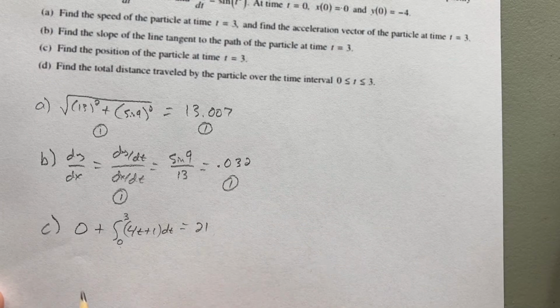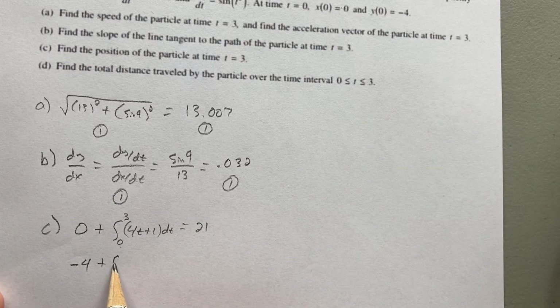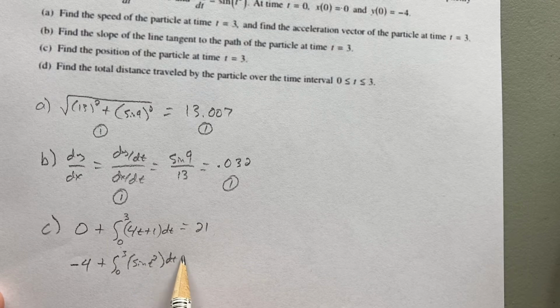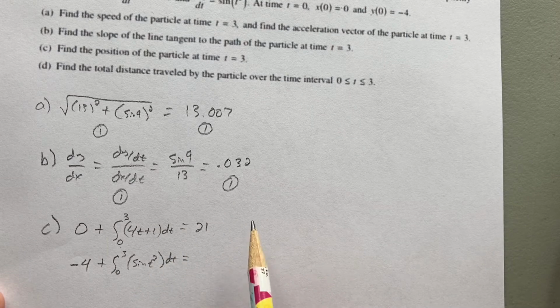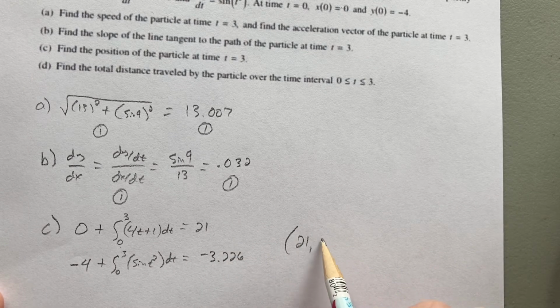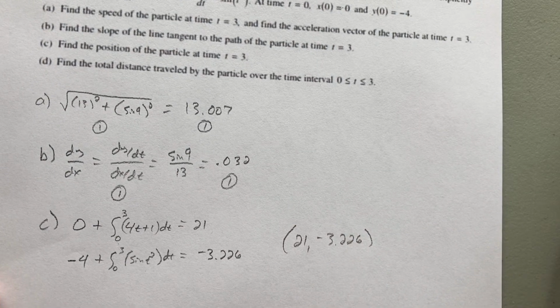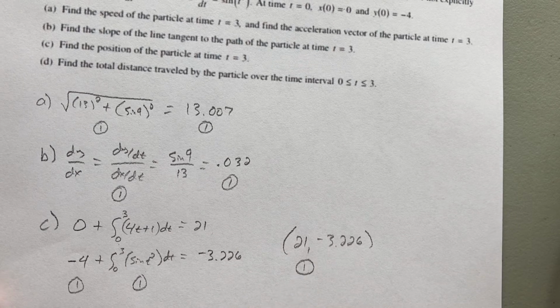Okay, that's my x coordinate. For the y coordinate, same idea, except this time the y coordinate at 0 was -4. So -4 plus, from 0 to 3, how does y change? It changes by sine t squared dt. If we put that into a calculator and work it out, we get -3.226. So these are the coordinates of where this particle is at t equals 3. I'm thinking you get 1 point for remembering the initial, 1 point for figuring out how to set that up, and then 1 point for the final answer. That'd be my guess there.